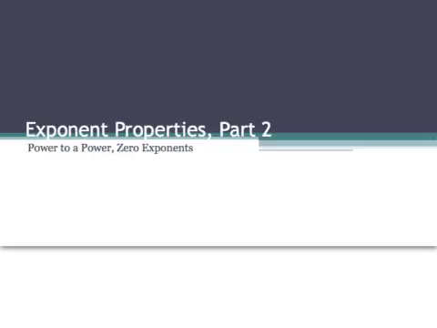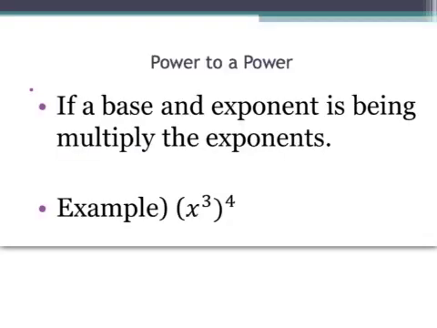To continue our discussion on exponent properties, we're going to look at power to a power and zero exponents now. For power to a power, you're going to have an exponent being raised to another exponent. If the base and exponent are being raised, you just simply multiply the exponents. So for example, we have x to the third being raised to the fourth power.